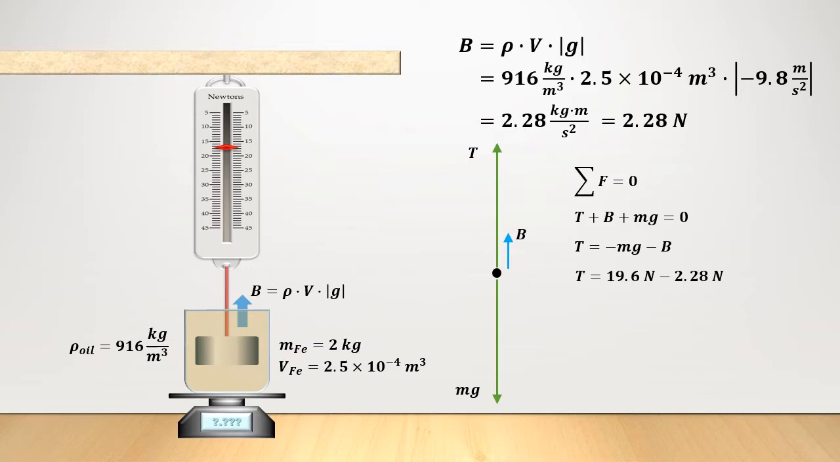The buoyant force was 2.28 newtons, and so the negative of that gives us negative 2.28 newtons. So doing the subtraction, we see that the tension in the spring went from 19.6 to 17.32 newtons. And so that's the reading on the spring scale. And if we were able to look at it closely, you would see that that's what it reads.